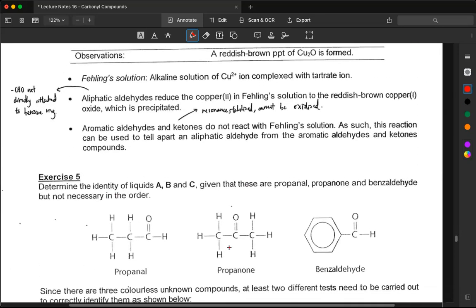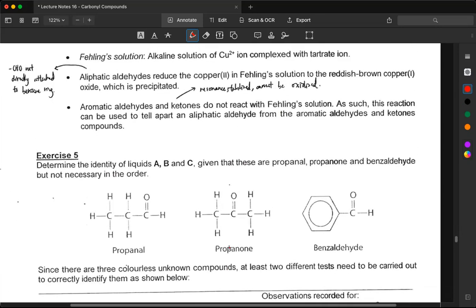So if you have this, what will be the answer? Let's look at this. Determine the identity of the liquids A, B, C, given that these are propanol, propanone, and benzaldehyde. Since these are three colorless liquids, how do you differentiate them? Let's say you have these three liquids in front of you. What appropriate reagents and conditions will you use to differentiate them? You need to carry out at least 2 tests, can be more than that.